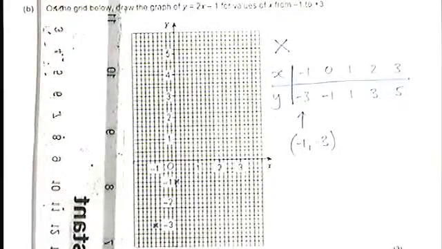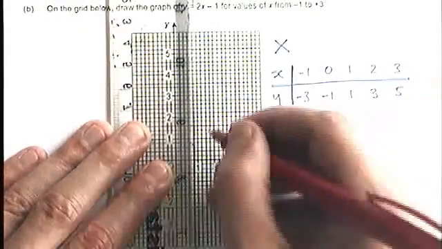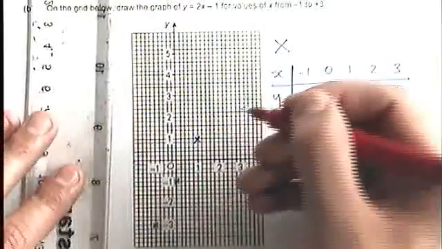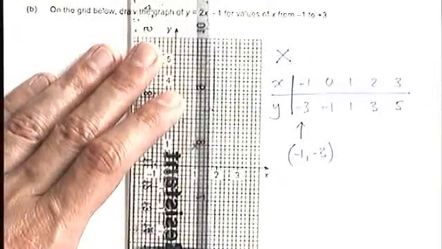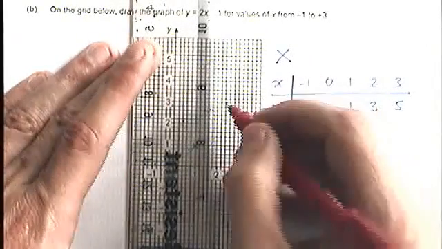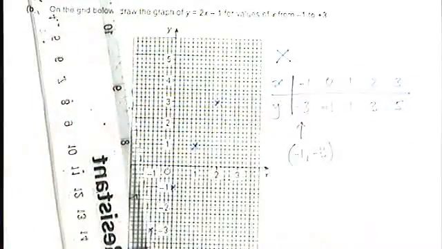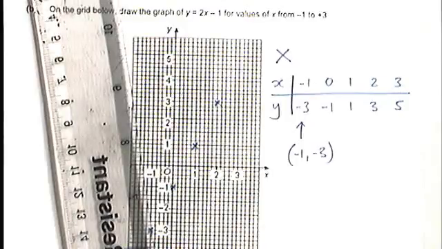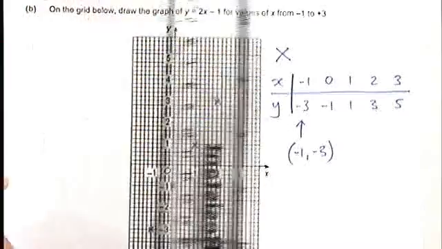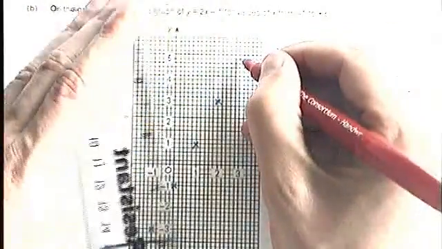Then I've got a next one, which is (1, 1). 1 across and 1 up. Like that. Then I've got (2, 3). So that's 2 across and 3 up, which I think is there. And then I've got (3, 5): 3 across and 5 up. So I go 3 across with my ruler and up to 5 is there.